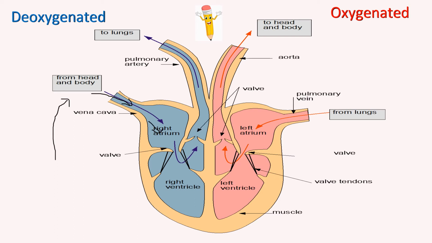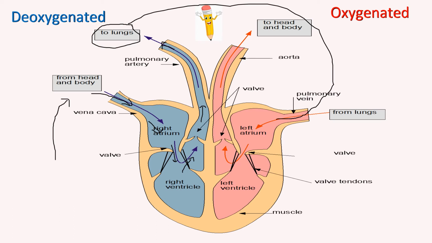Then it travels past the valve and goes into the right ventricle. Then the blood goes out of the right ventricle and is pushed up into the pulmonary artery. The pulmonary artery takes the blood to the lungs so it can be oxygenated. Then from the lungs, the pulmonary vein brings the oxygenated blood back to the heart into the left atrium. The blood is then taken from the left atrium past the valve to the left ventricle. Then the left ventricle pumps it out and the blood is taken by the aorta to the rest of the body. So well done if you managed to get all of that correct.